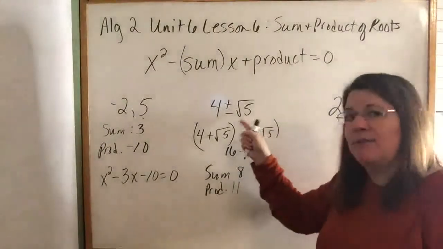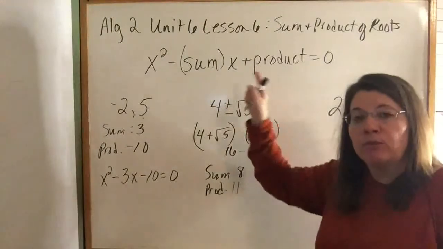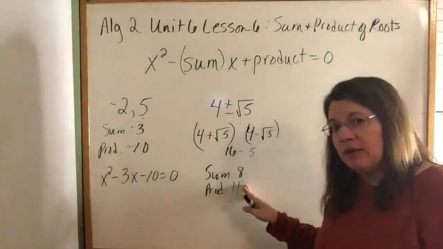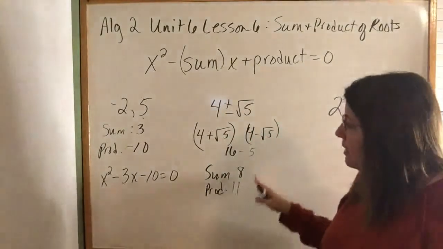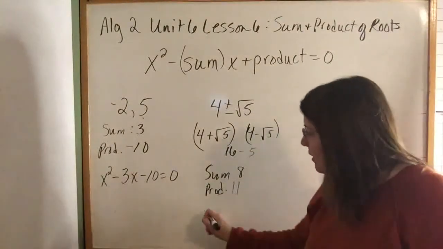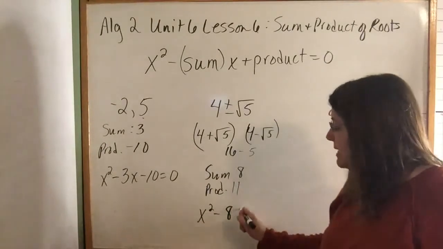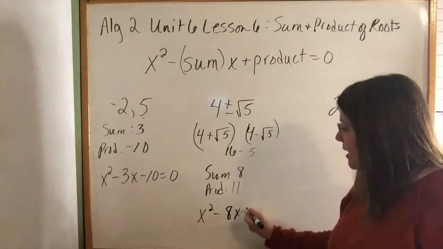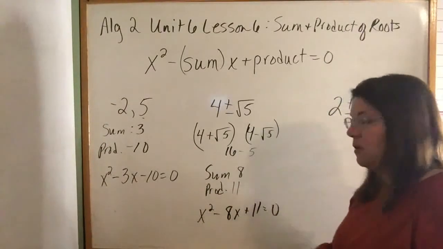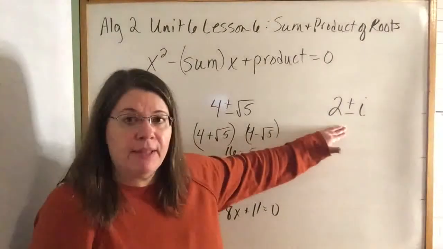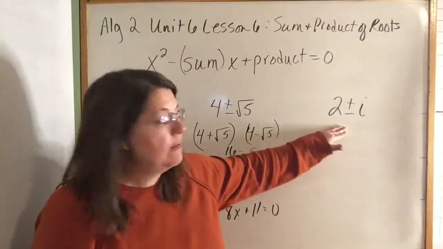So even though we had a very messy set of roots, the sum and product of those roots is very simple. And then I plug into the formula to get my answer. So I've got x squared minus the sum, so that's minus 8 times x, plus the product, plus 11, equals 0. If you have complex roots, they work very similarly.